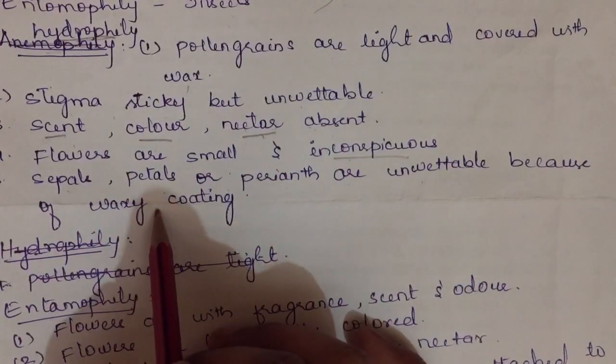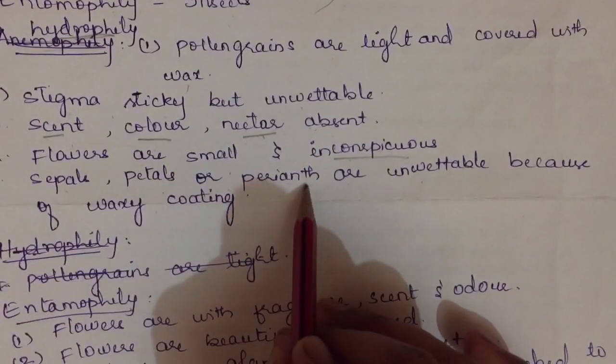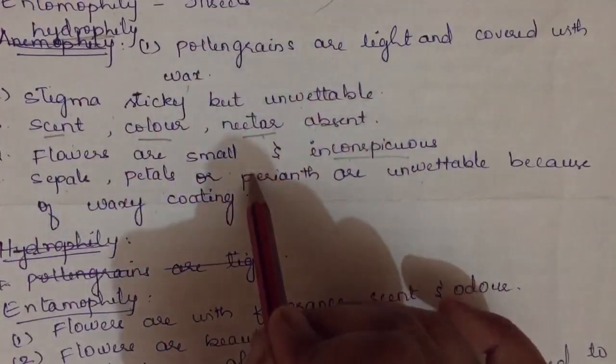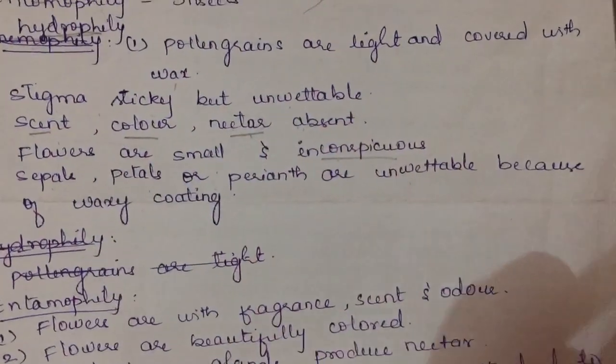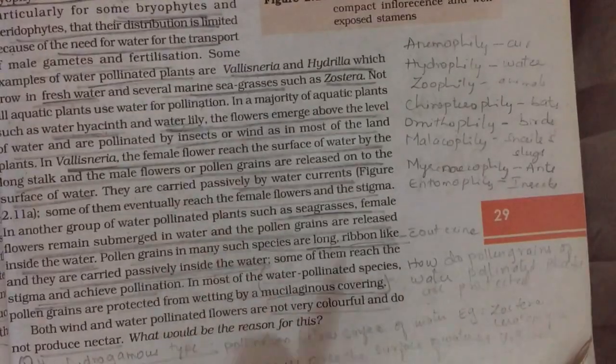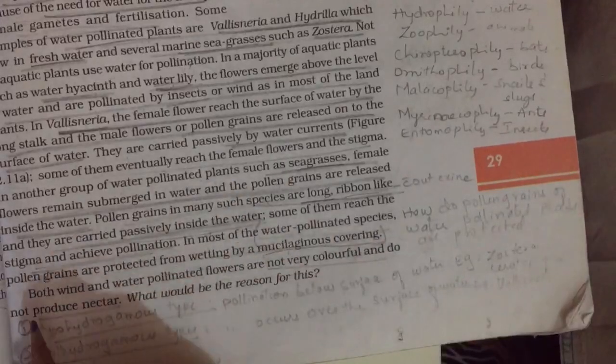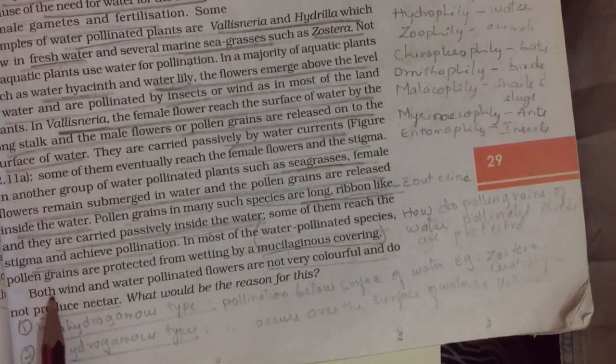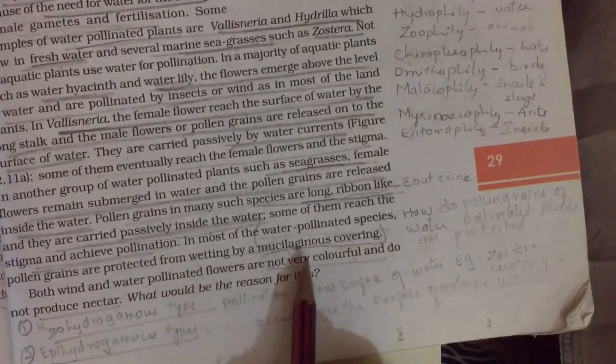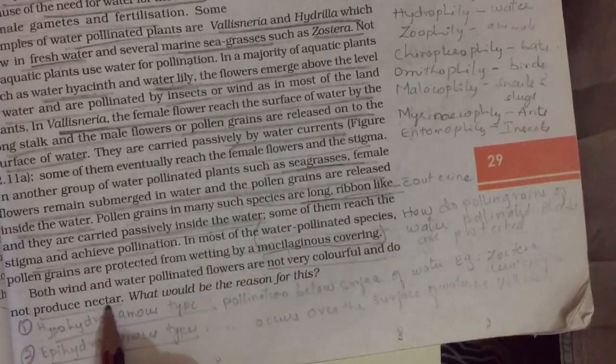They have a waxy coating on that, so they are unwettable. Okay, this is some extra information about hydrophily. With that, some more extra information I have for you all. Here they have given one sentence. Let me read it out: both wind and water pollinated flowers are not very colorful and do not produce nectar.